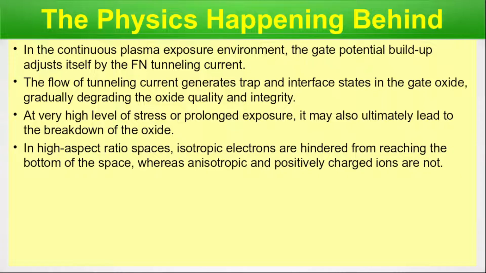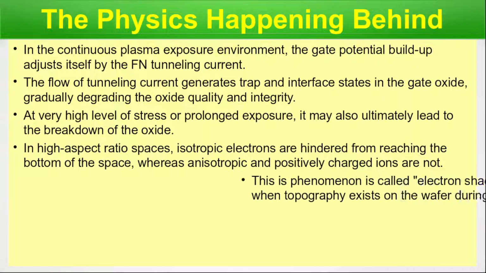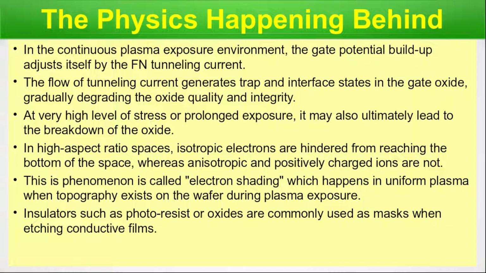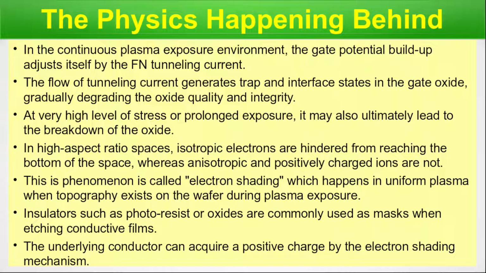In high aspect ratio spaces, isotropic electrons are hindered from reaching the bottom of the space, whereas anisotropic, positively charged ions are not. This phenomenon is called the electron shading that I have just mentioned in the previous slide, which happens in the uniform plasma when topography exists on the wafer during the plasma exposure. Insulators such as photoresist or oxides are commonly used as masks when etching conductive films. The underlying conductor can acquire a positive charge by the electron shading mechanism.